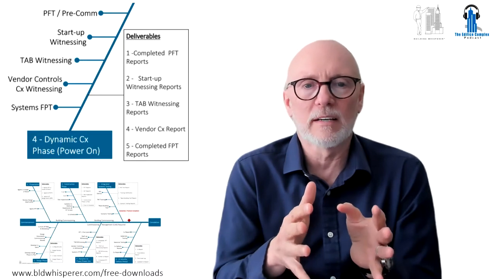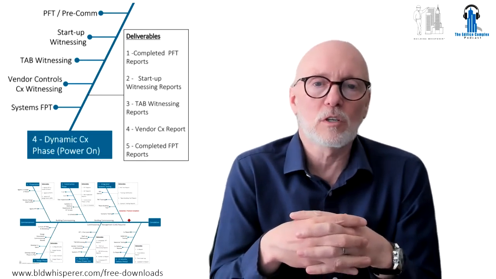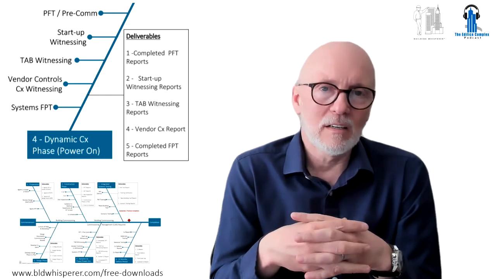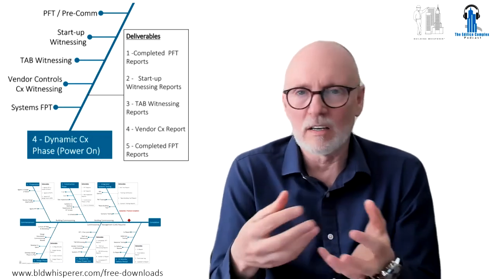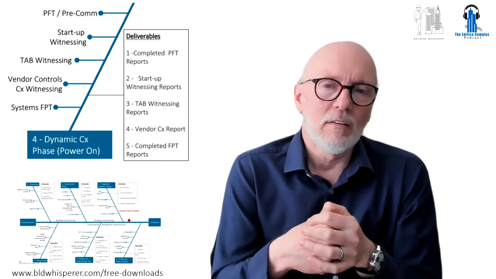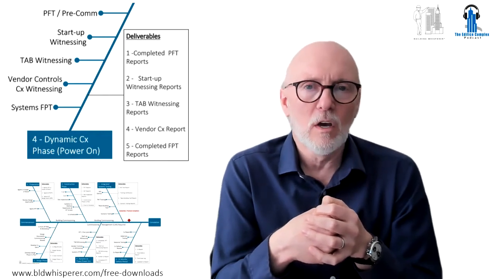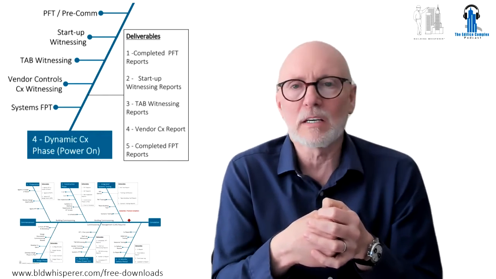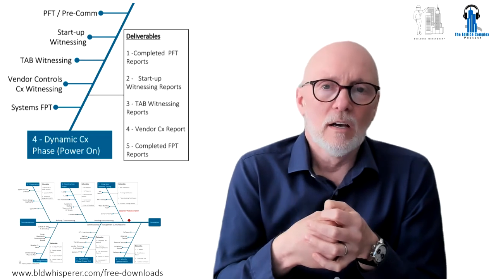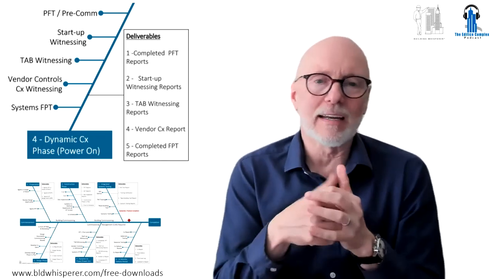The next one, and this is a big one, task number 4, vendor controls commissioning witnessing. The vendor, be it Siemens or whoever, Honeywell, Johnson's, they are responsible for starting up the control system, for calibrating the devices in the field, for doing the point-to-point testing and making sure the controls, sequences of operations are embedded and uploaded in and tested.